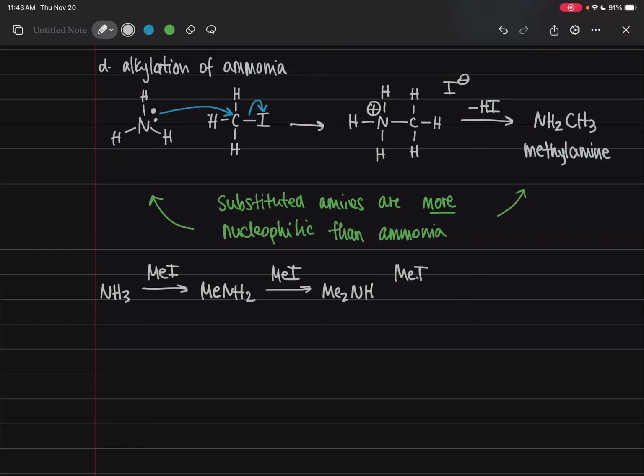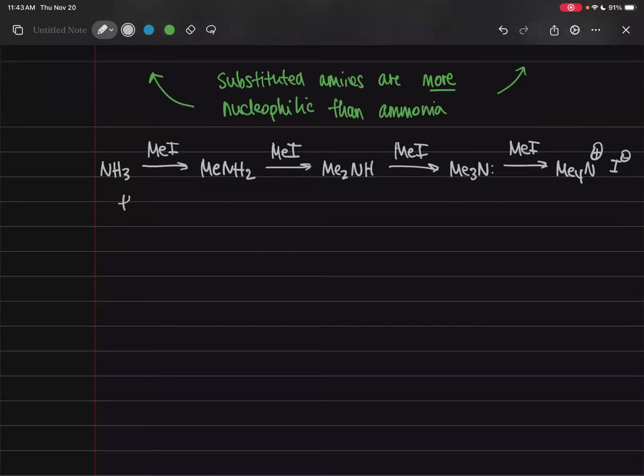So we alkylate again. Trimethylamine. And you think, okay, well, that's as many alkyl groups as we can add on, right? It's like we can make those quaternary ammonium salts with 4 R groups, 4 methyl groups, a positive charge, and an I- counterion.